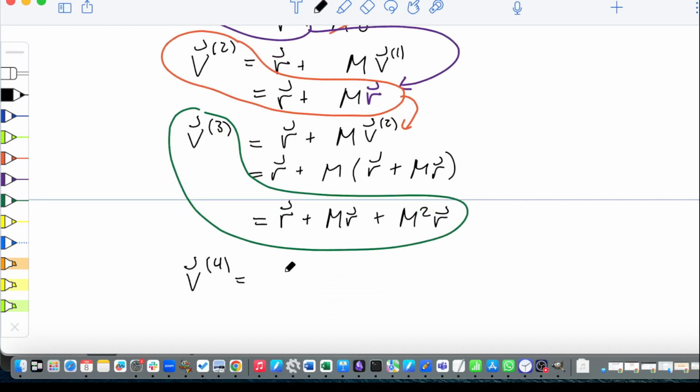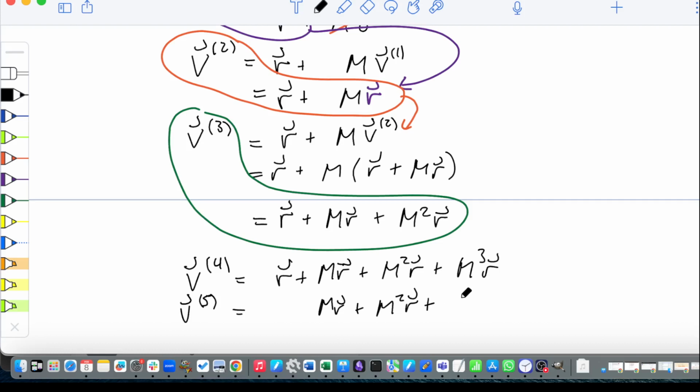V4 is going to be R plus this whole thing times M. When you multiply this whole thing by M, all the exponents of M go up by 1. You're going to get MR plus M squared R plus M cubed R. And then V5 is going to be even one more. So take this whole thing, multiply it all by M. That's like shifting it over by 1. MR plus M squared R plus M cubed R plus M to the 4 R. I got that by taking all of the individual terms and multiplying them by M. So everything adds 1 to the power of M. And at the end, I add R.